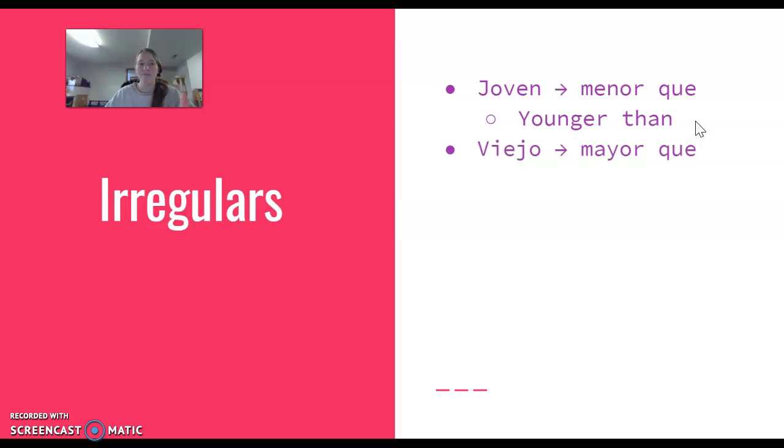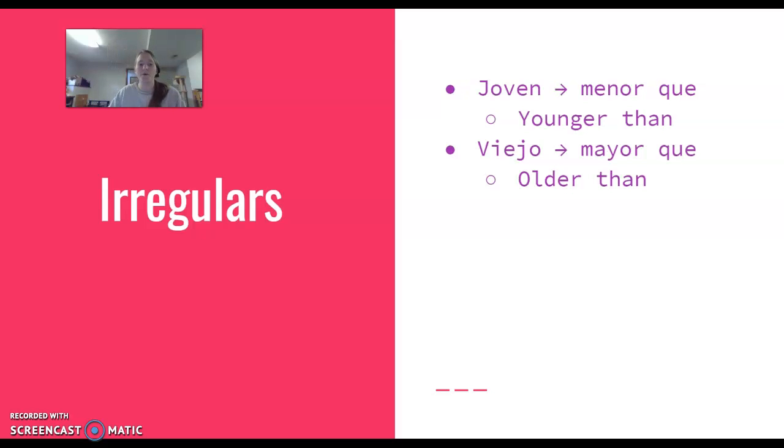Viejo, again, we're not going to say más viejo que, more old than, because we already have this word for older, mayor. Like mi hermano mayor, my older brother. So then I would just say mi hermano es mayor que yo. My brother is older than I am. So joven and viejo, we don't use the más, that que. Más viejo, más joven que. We say mayor que and menor que.